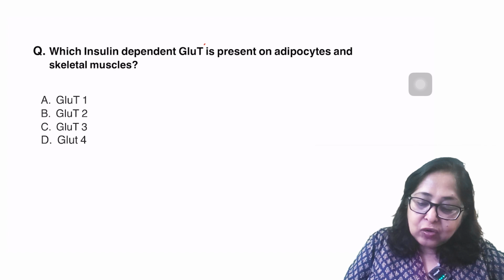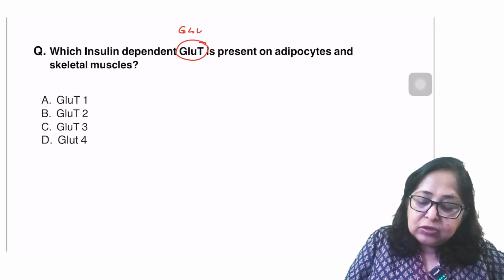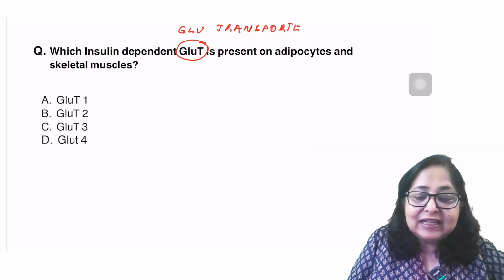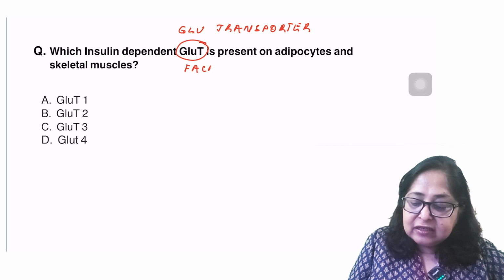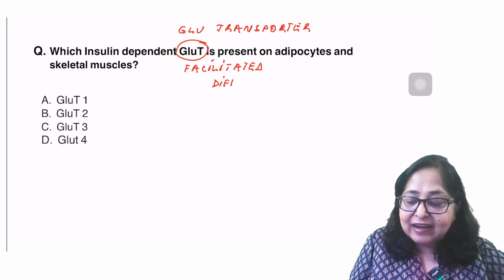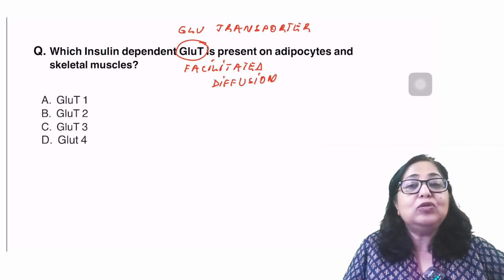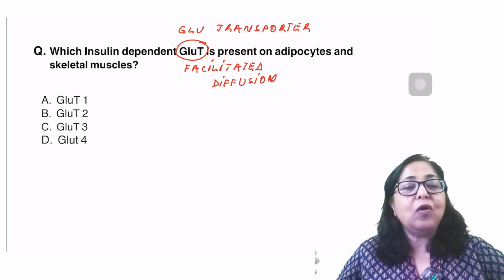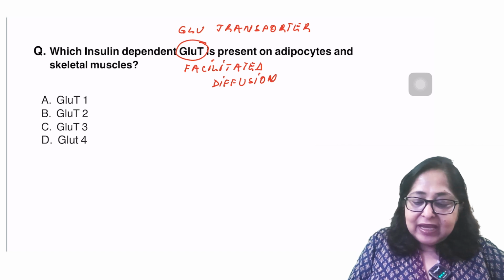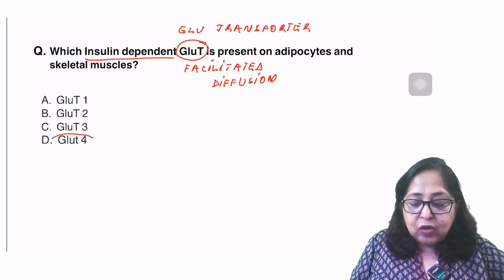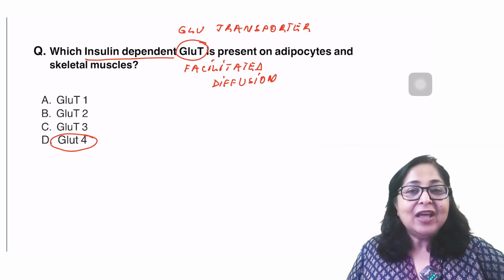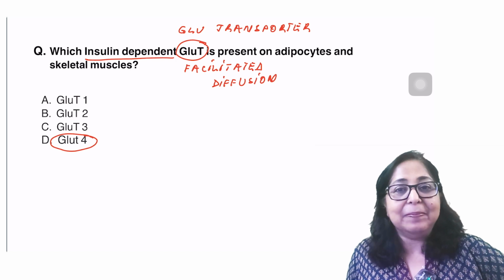Now, what is GLUT? GLUT is a glucose transporter, and this is an example of facilitated diffusion. What is facilitated diffusion? It is a type of passive transport, but which is carrier mediated. There are proteins which are involved, and there are different types of GLUT, GLUT 1, 2, 3, 4, and so on. But the one which is insulin dependent is GLUT 4, and this is what is present on adipocytes and on muscle cells. All the others are insulin independent.